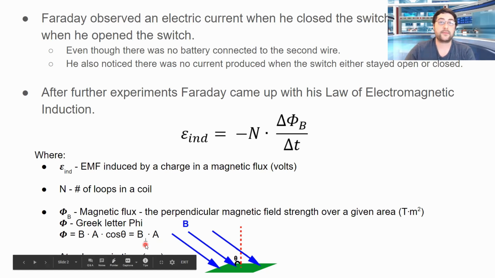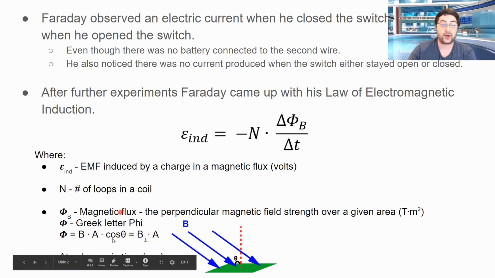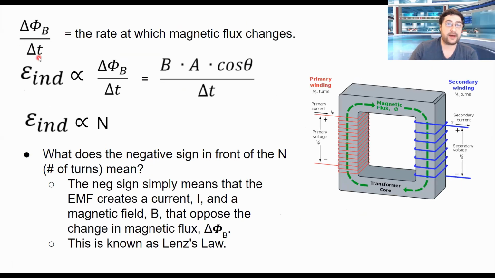So magnetic flux, phi, is a scalar, which means it needs to be multiplied by cosine of theta to turn it into a dot product instead of a cross product, so it's not a vector sum anymore. So if we look at one piece of our equation here, the magnetic flux divided by the change in time, this is the rate at which the flux changes, okay?